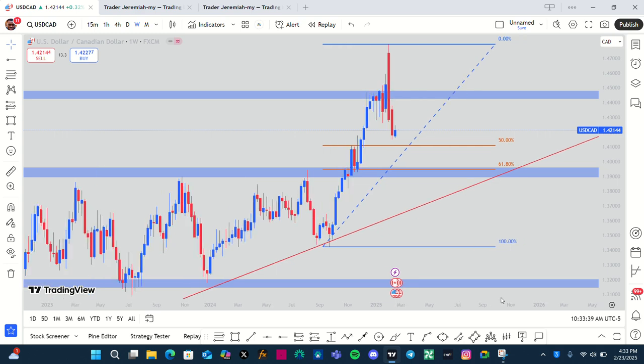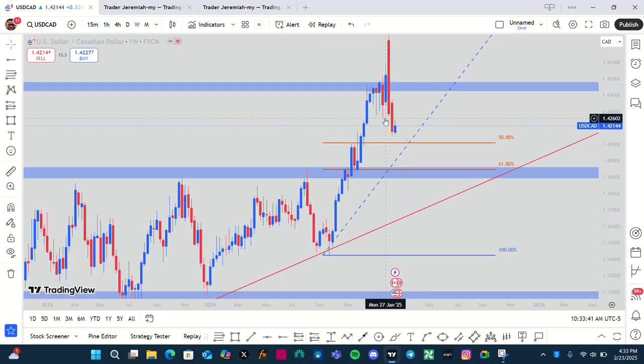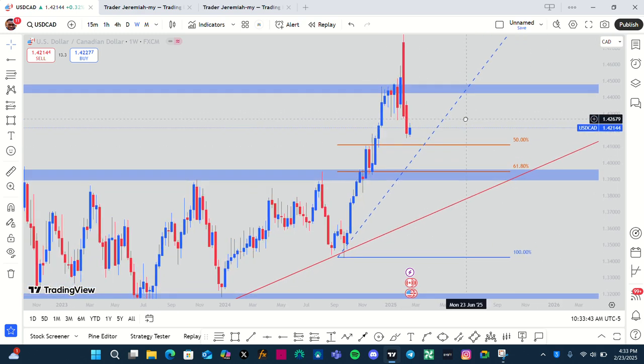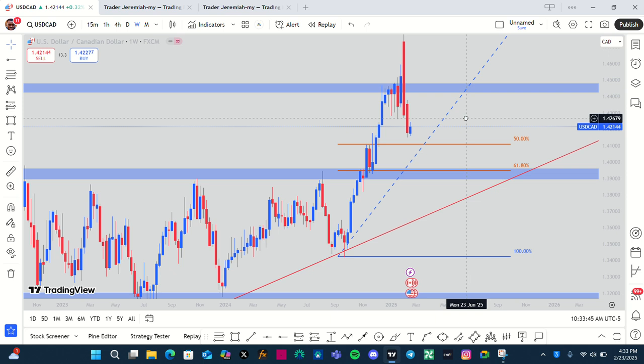So what I'm just waiting for is price to retrace into the zone, and by that time the retracement on the DXY would have been done. Then I will be looking for buying opportunities with candlestick confirmation around this region.